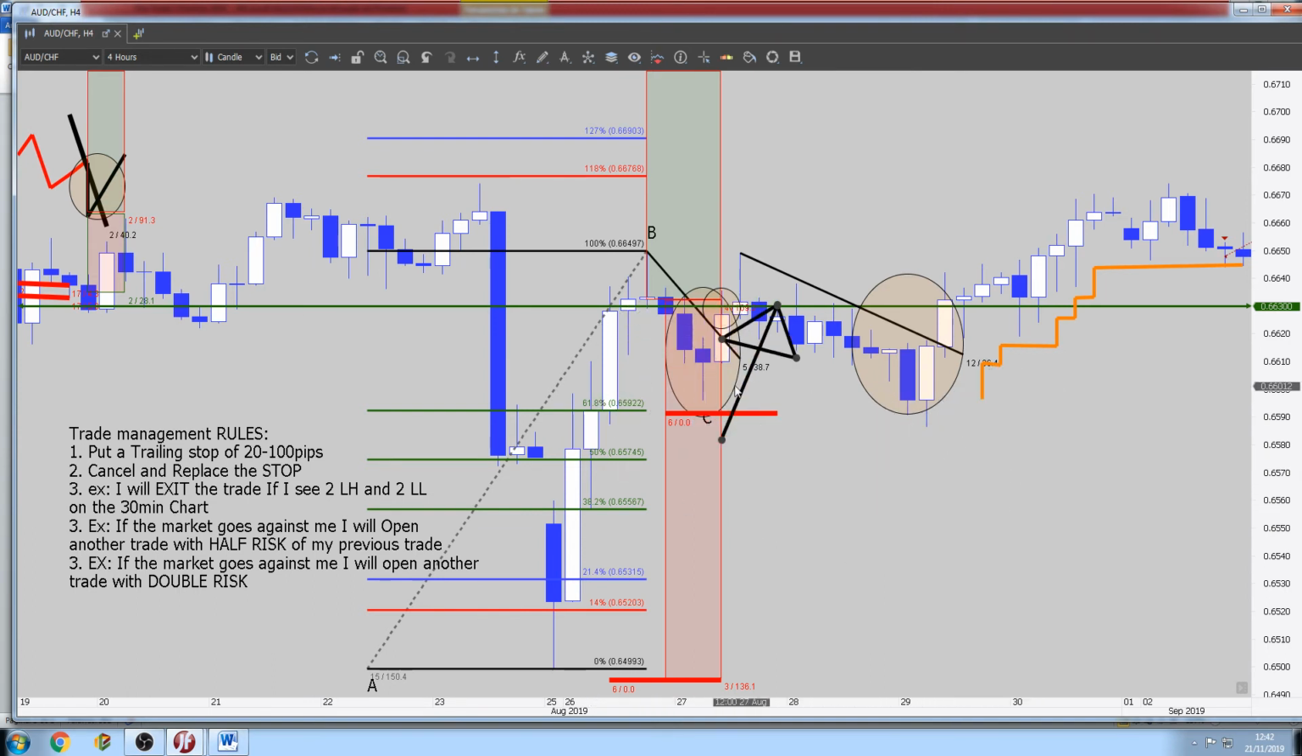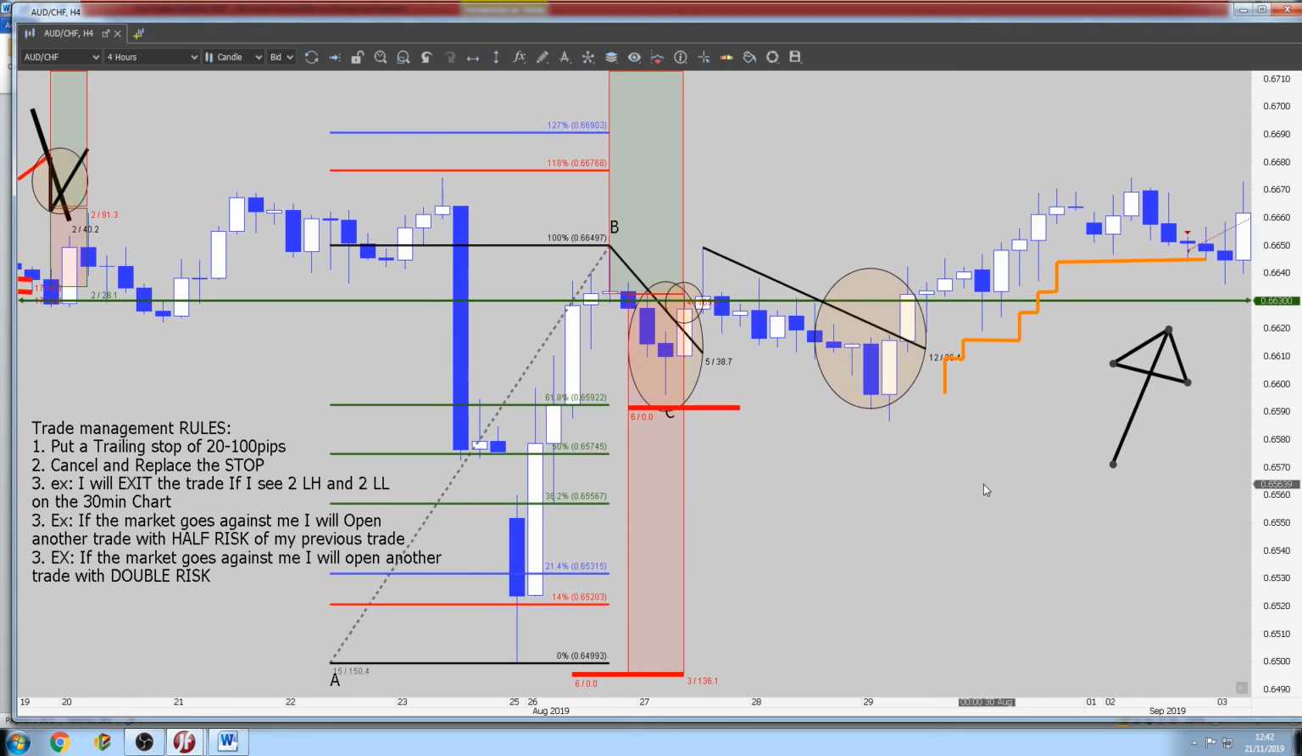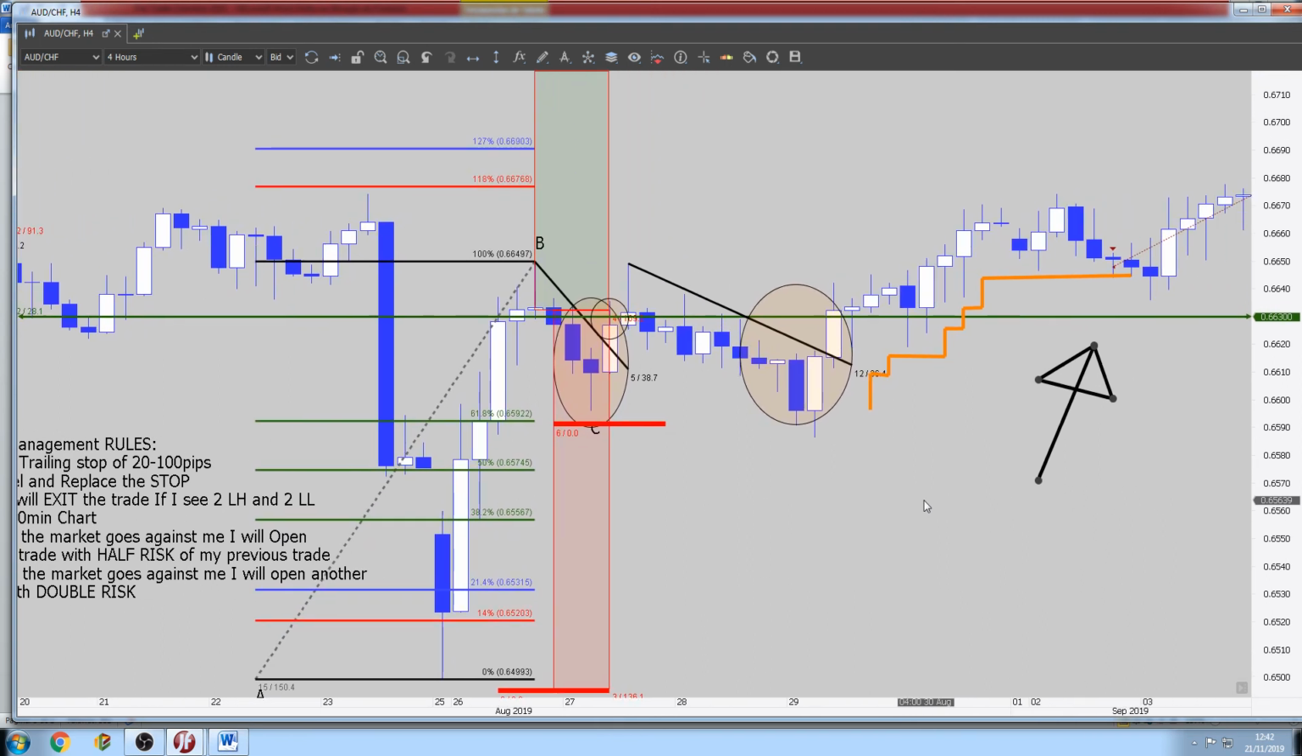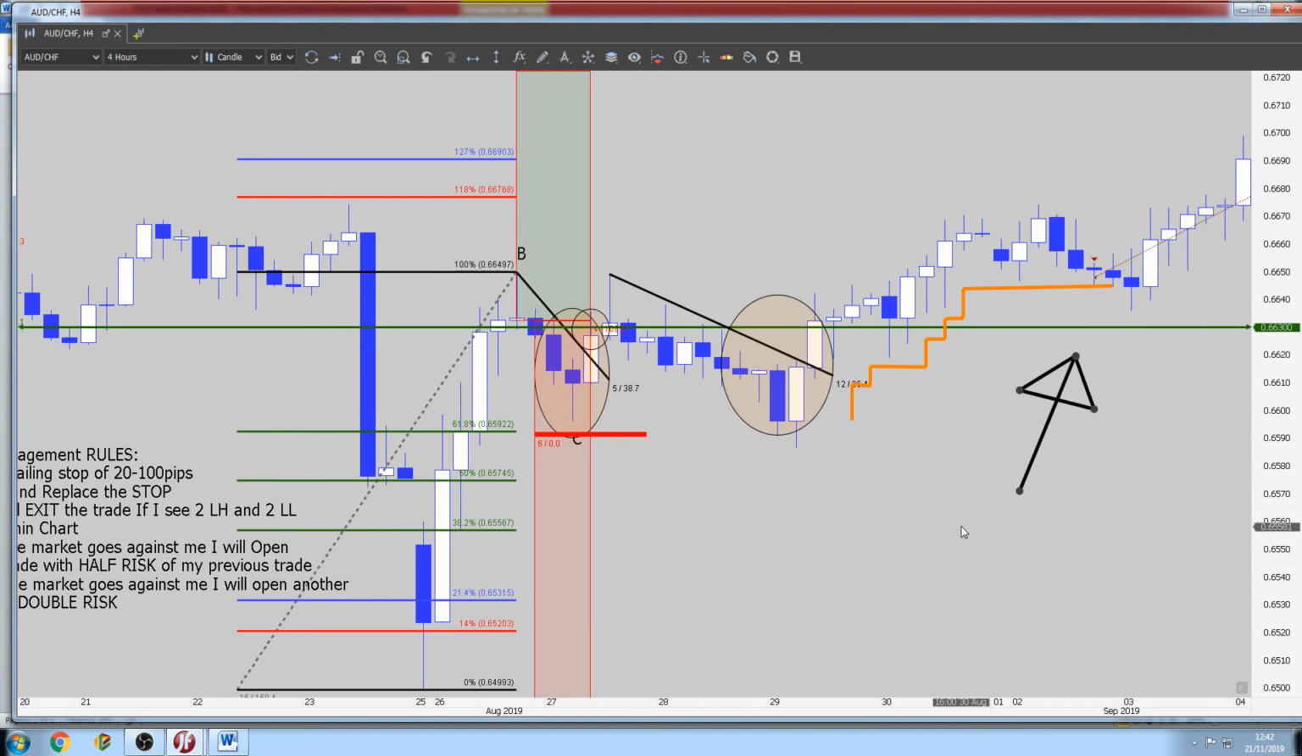The market went against us. Different traders, some of them were out, some of them were in. For the traders who are still in the trade, now one is out, the other is still in the trade. Okay, so the trailing stop is out, cancel and replace is still in the trade. Now let's see what is going to happen. The market is moving up.